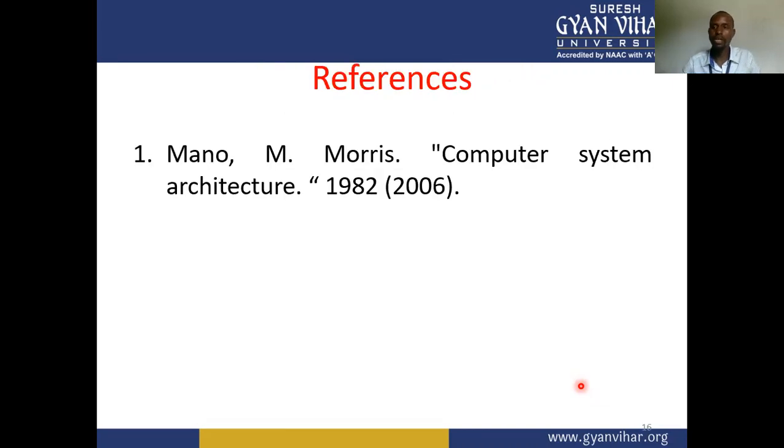Now we've come to the end of our class for study today, and this lecture has been prepared with the book from Maurice M. Mano, Computer System Architecture. The first edition was in 1992, and the publication that has been used for this lecture is 2006.